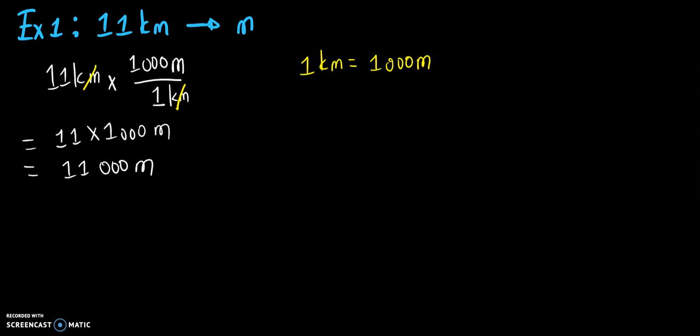So let's do a reality check. We are converting from kilometers to meters. A kilometer is larger than a meter. So the number that we get must be larger than the number we began with. That's just a reality check.